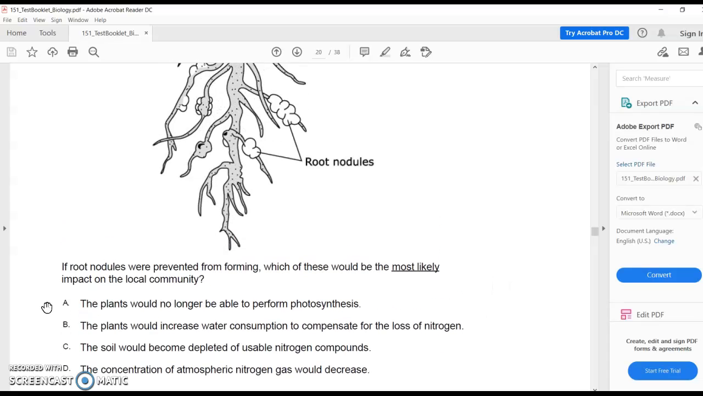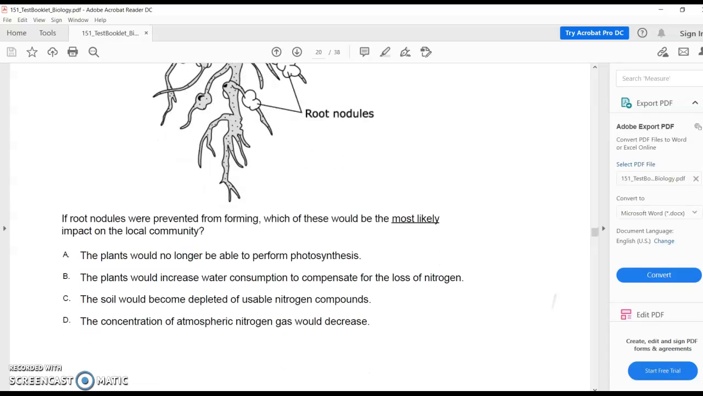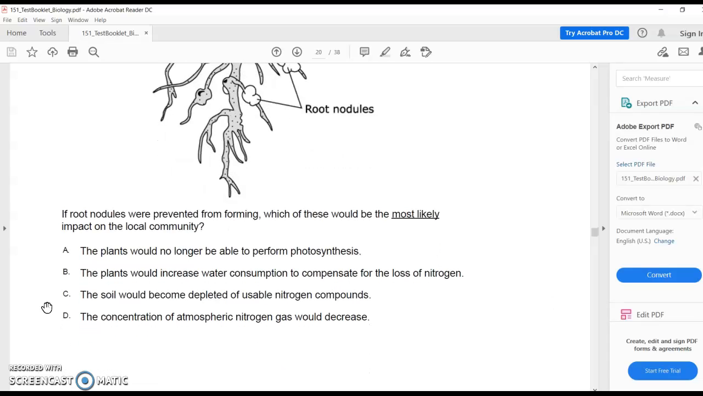Remember, these root nodules have that symbiotic bacteria that helps fix nitrogen because we can't, or living things can't, use atmospheric nitrogen. It's not a usable form, so those bacteria in those root nodules help fix it. And so if those root nodules were taken away from those legumes, usable nitrogen wouldn't be available for the soil, not for plants, and then not for herbivores, etc. And so the correct answer would be C.